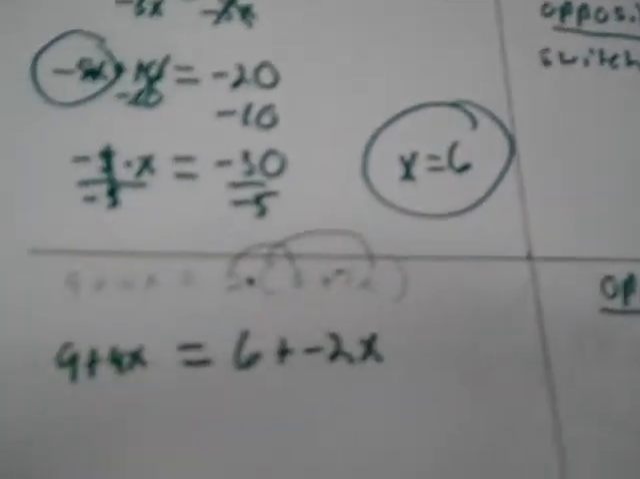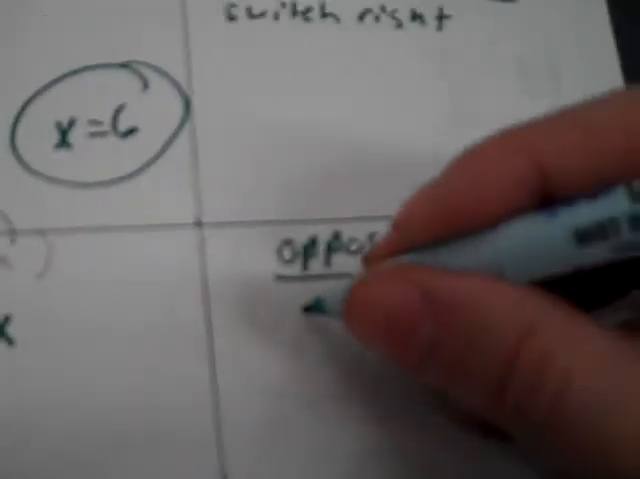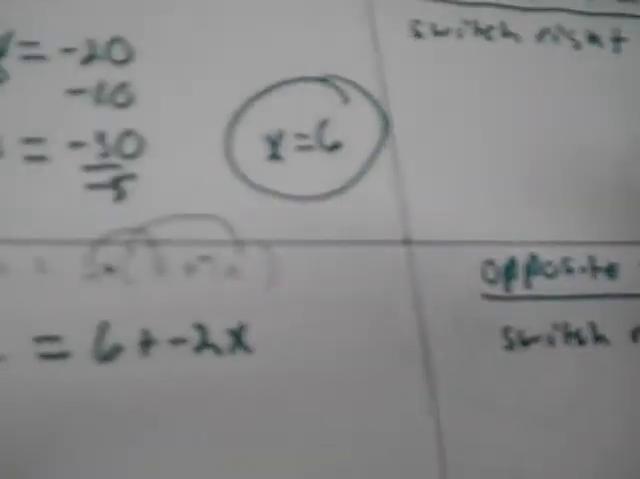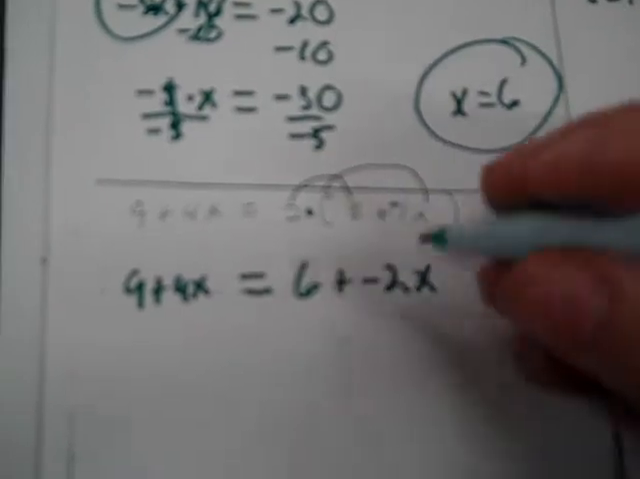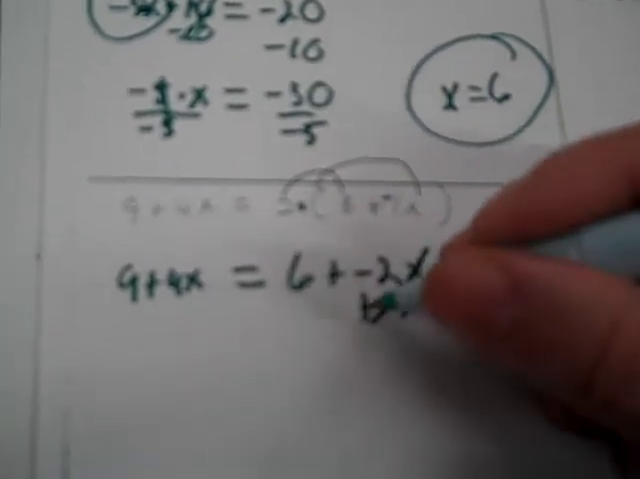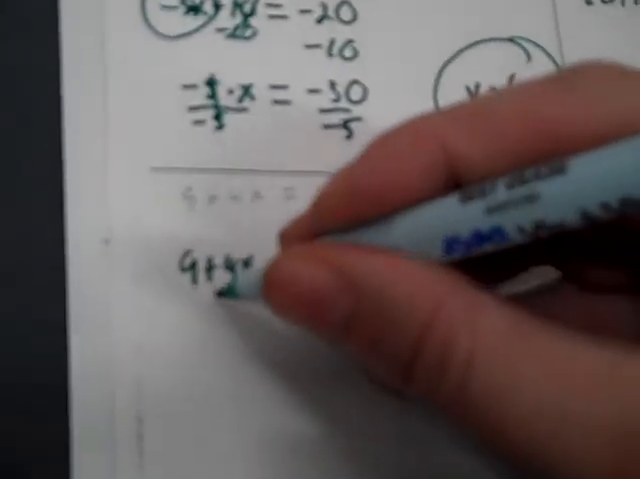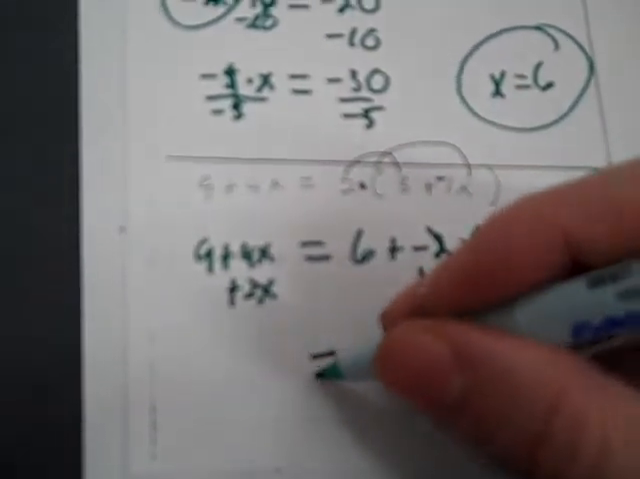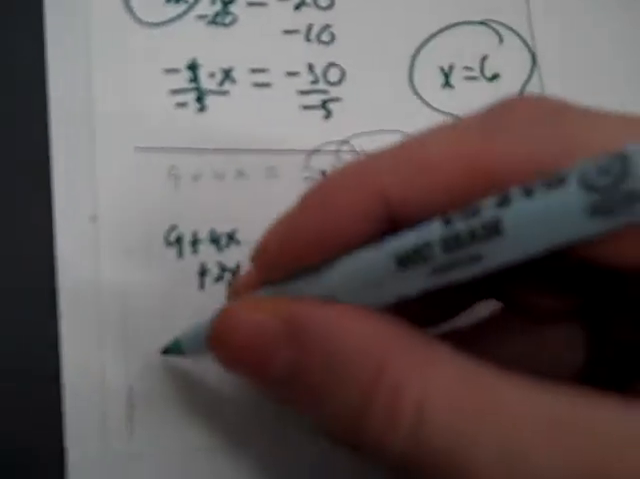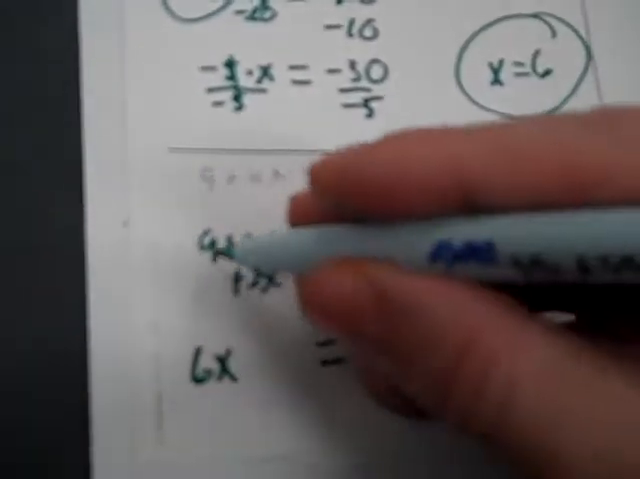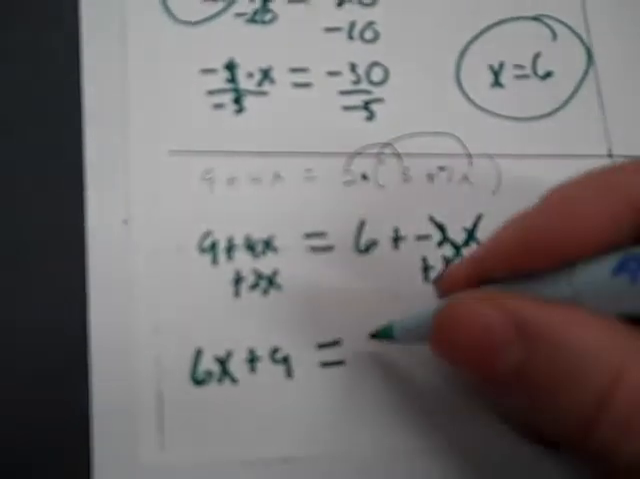Okay, so again, we can't just add across, we need to switch, right? Take the x on the right, the -2x, and make it positive 2x. And that means we'll add it. So 4x plus 2x gives me 6x. I also have a 9, and then I've got 6.